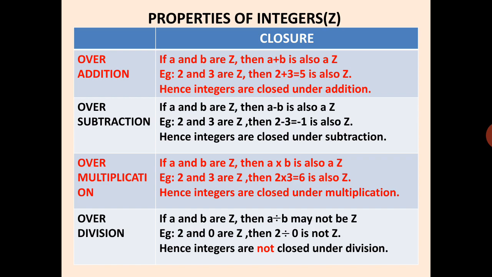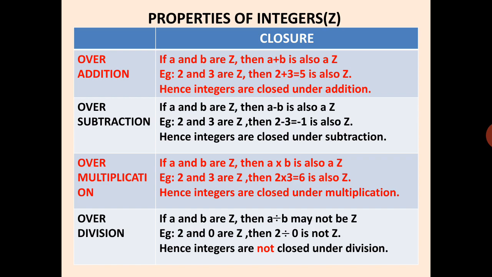Now, if A and B are Z, Z is integers, okay? That means, I mean to say, if A and B are integers, then A plus B is also an integer. Now, this is as such a known fact. Let us consider one example. Here I have taken 2 and 3 as any two integers. You can go for any other number also.